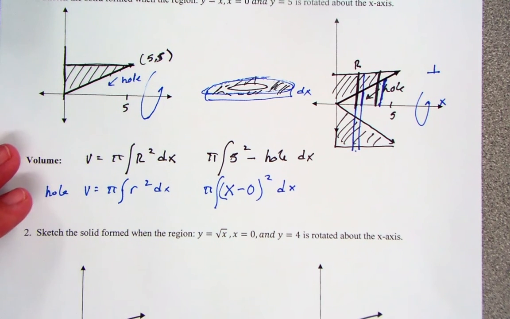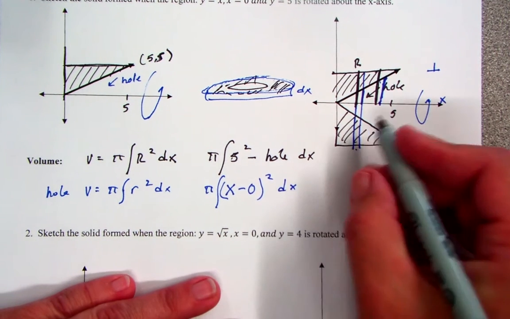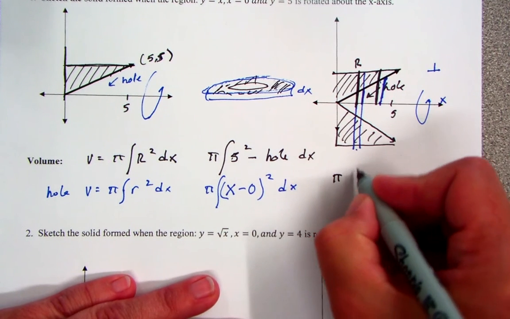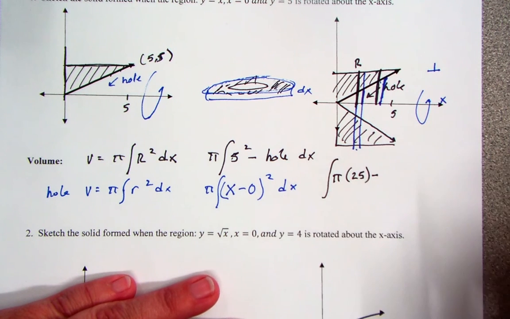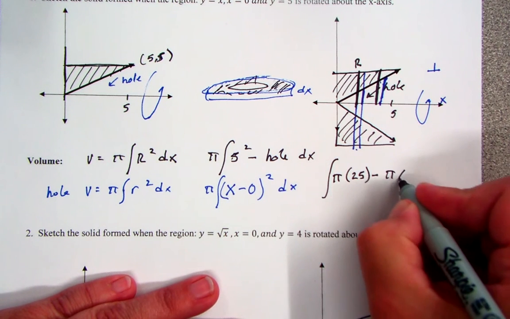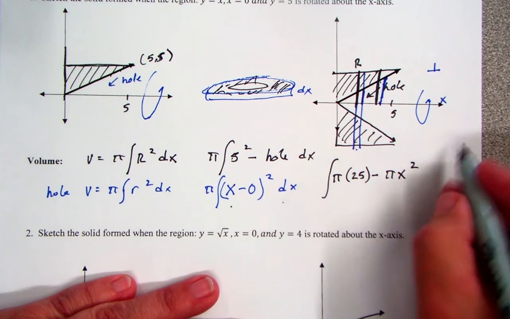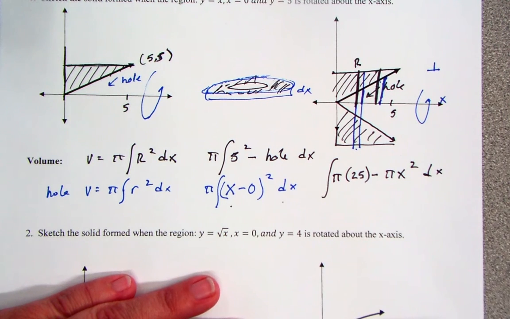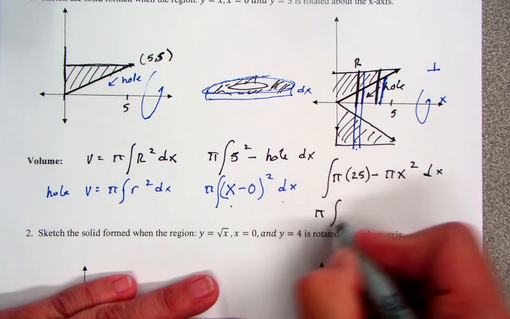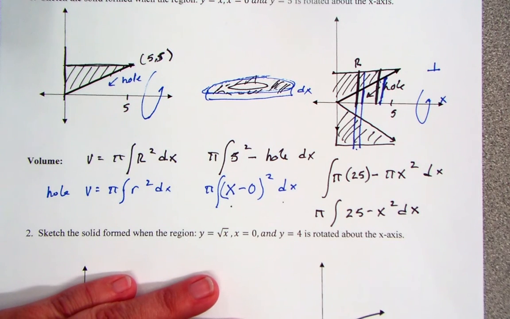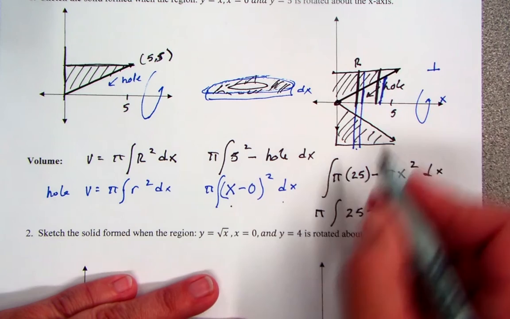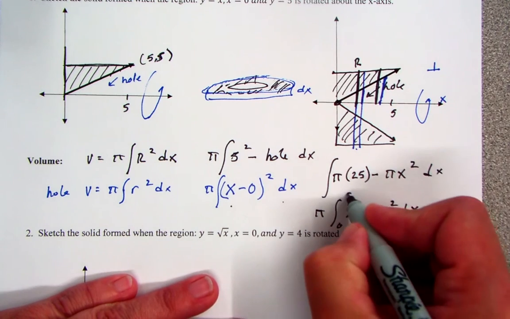So I'm going to put these two integrals together. So I'm going to have pi times 25 minus pi times x squared, the hole, and they're all in dx. Since I have a pi on both of those, I like to take the pi out. 25 minus x squared dx. And now I have to think about where these cuts start and stop. Looks like they start at 0 in x and they end at 5.